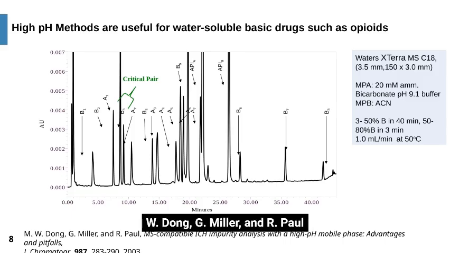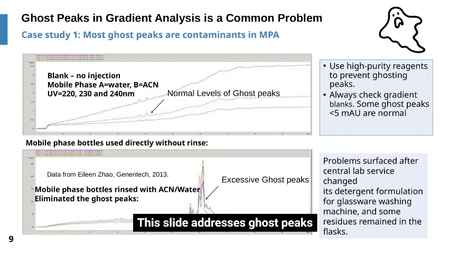The slide references a study by M.W. Dong, G. Miller and R. Paul on MS-compatible ICH impurity analysis with a high pH mobile phase. This slide addresses ghost peaks in gradient analysis, a common problem. Case Study 1 shows that most ghost peaks are contaminants in MPA.